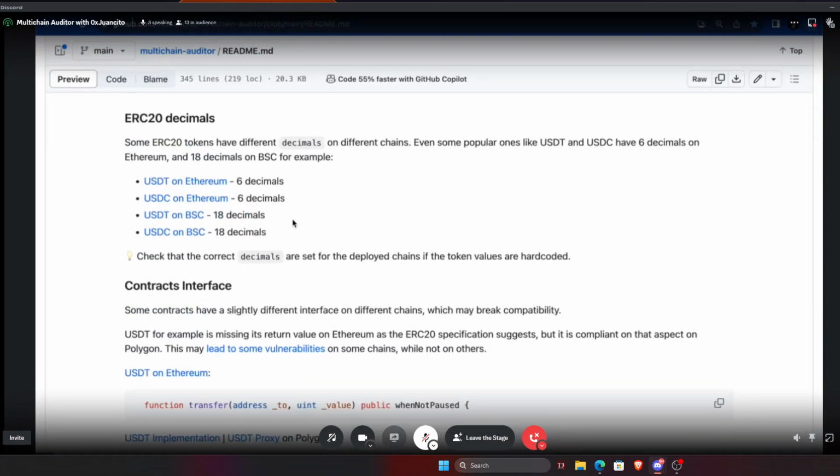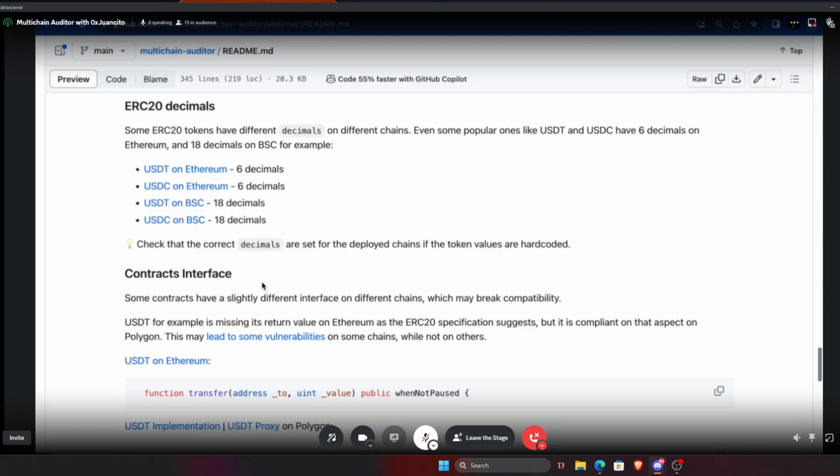You might expect that this can cause really critical issues. If you work with this specific token and you expect that it has 6 decimals and you find 18, you might run into not precision loss, but very bad accounting issues. So have that in mind.